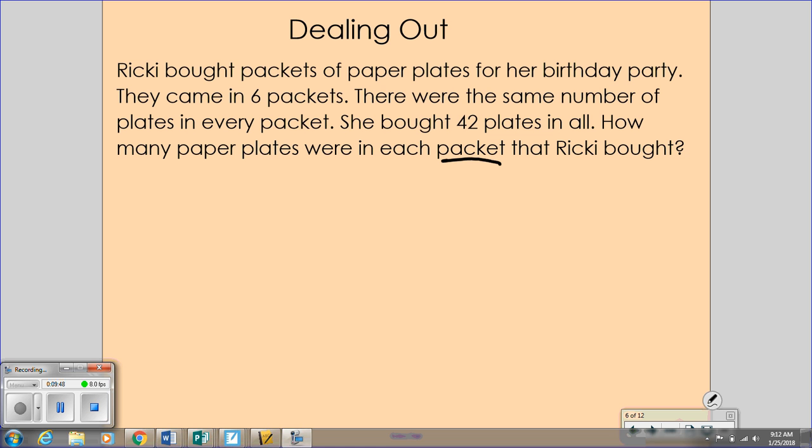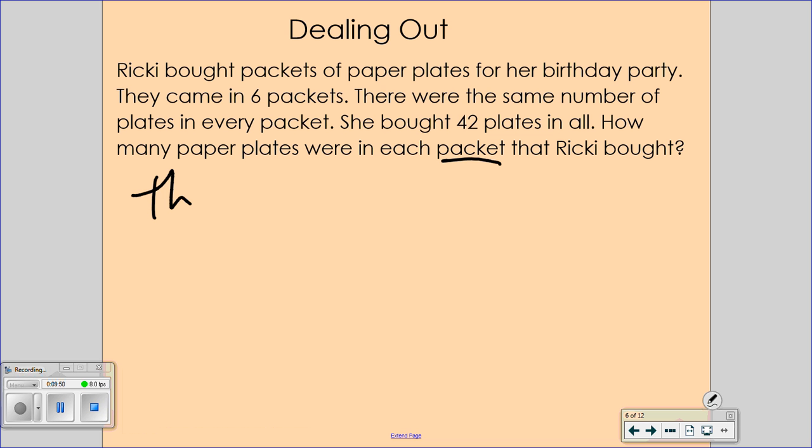Cora, what you got? Are we counting packets or are we counting plates? Because I know how many packets she bought. How many plates are in a packet? I know how many packets she bought. It already told me that. Pizer, what you got? There were blank paper plates in each packet. Beautiful.